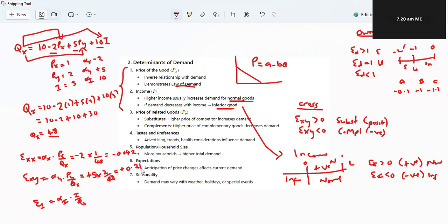Now tell me, if the sign is positive for cross price elasticity, what does it mean? The clue is here. If it's a positive on cross price elasticity, what are we looking at? Is it a substitute or a complement? Substitute. Yes, a substitute. The key is on the sign. All right. Are we together?